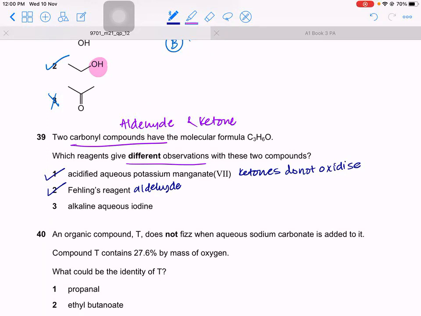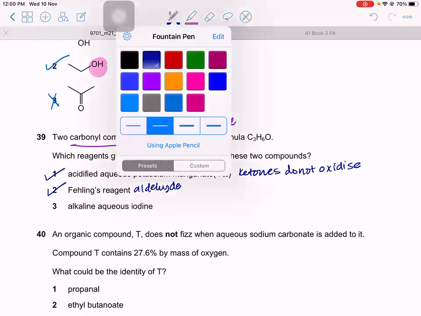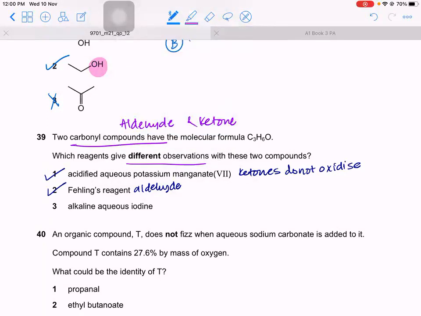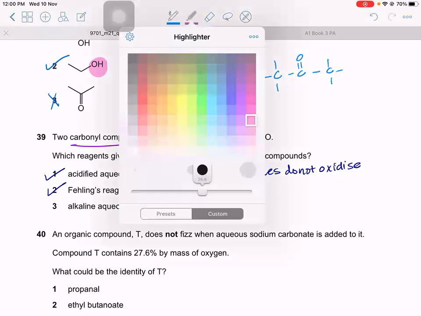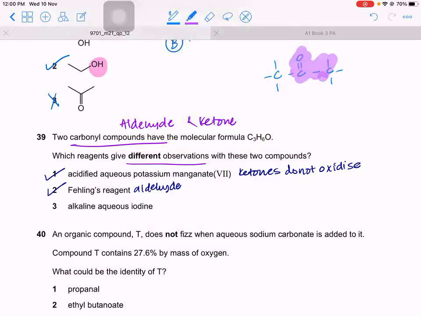Alkaline aqueous iodine. That may be difficult, but let's try. So your 3-carbon ketone would be this. Can this react with iodine? Yes, because what was the criteria? You need a CH3 and a C double bond O. So this will react with iodine, and this will give you a yellow precipitate.